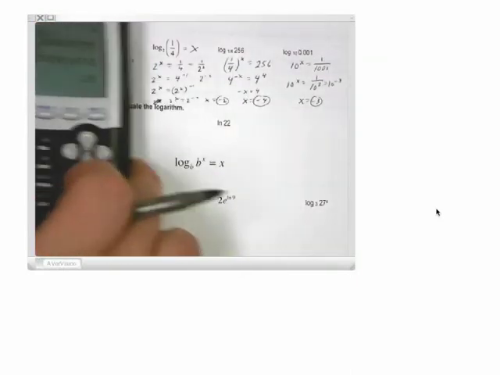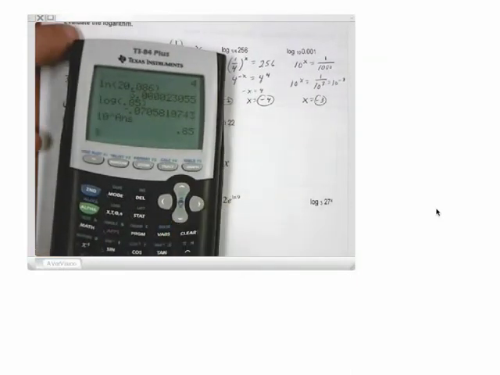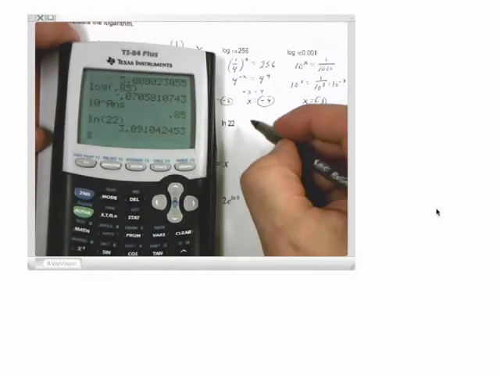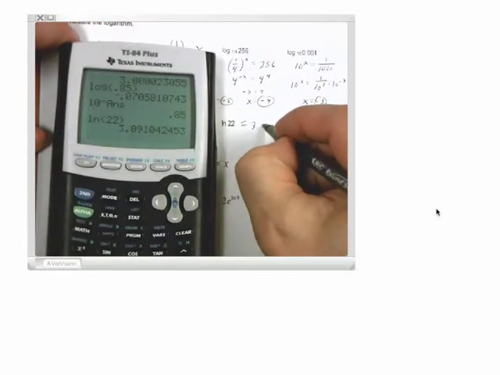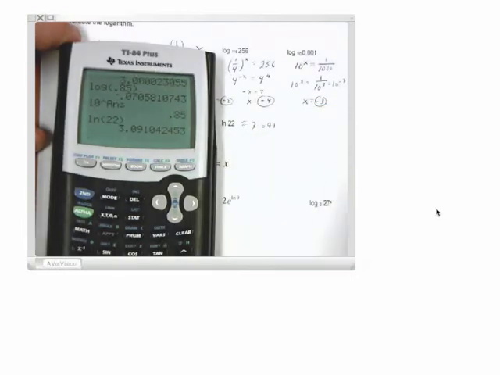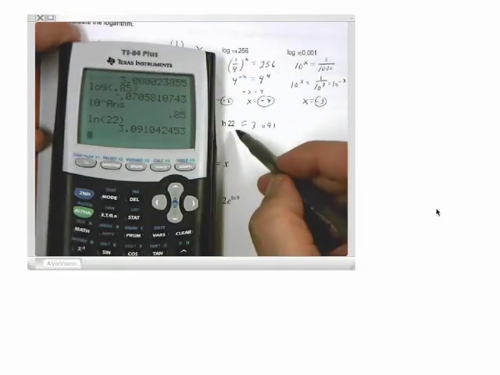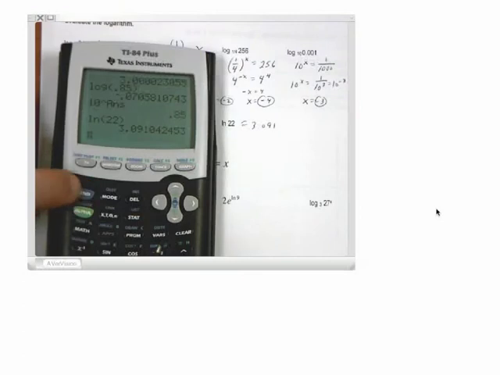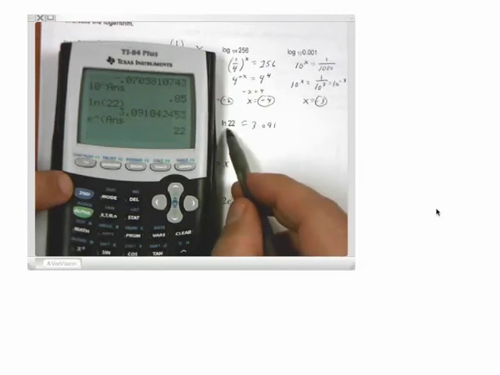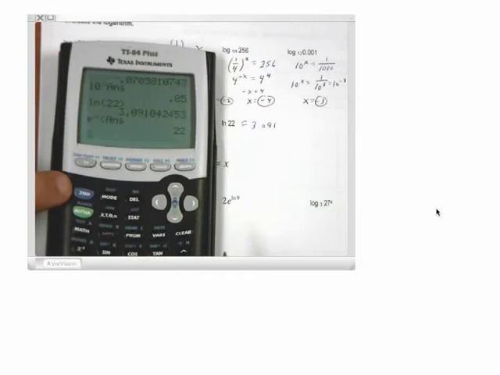Okay, next one says natural log of 22. So I'm just going to do the natural log of 22. Comes out to be approximately 3.091. And remember, natural log is base e. So what I've just figured out is if I take e to the power of my last answer, that's going to come out to be 22. So my calculator is calculating what power do I need to raise e to get 22.